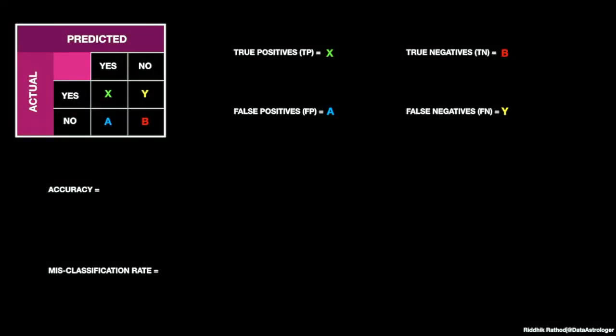Now let's go a step further and derive other metrics and understand their interpretation. The easiest ones are accuracy and misclassification rate. Accuracy is simply the percentage of correct values predicted by the model. The correct values predicted are the true positives and the true negatives, and thus the percentage would be upon the total of everything. Thus the formula for accuracy will be true positives plus true negatives upon the true positives, true negatives, false positives, and false negatives.